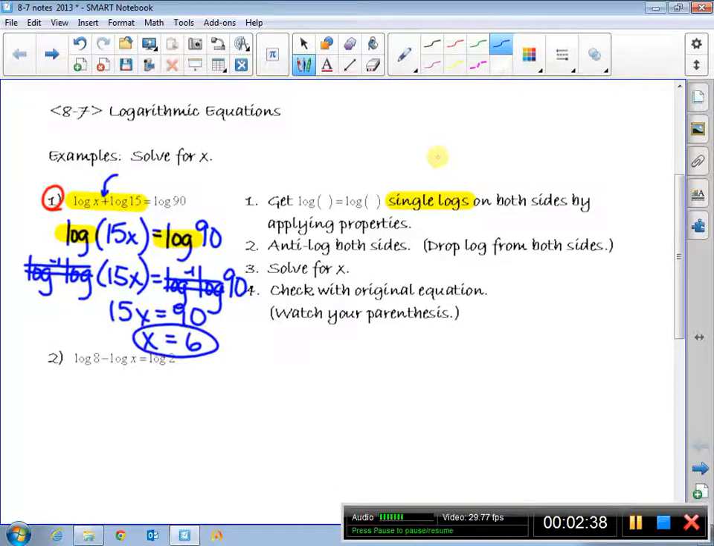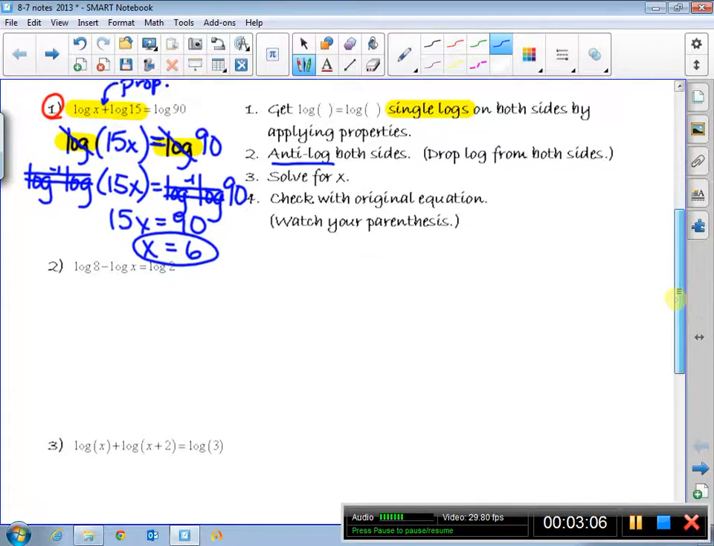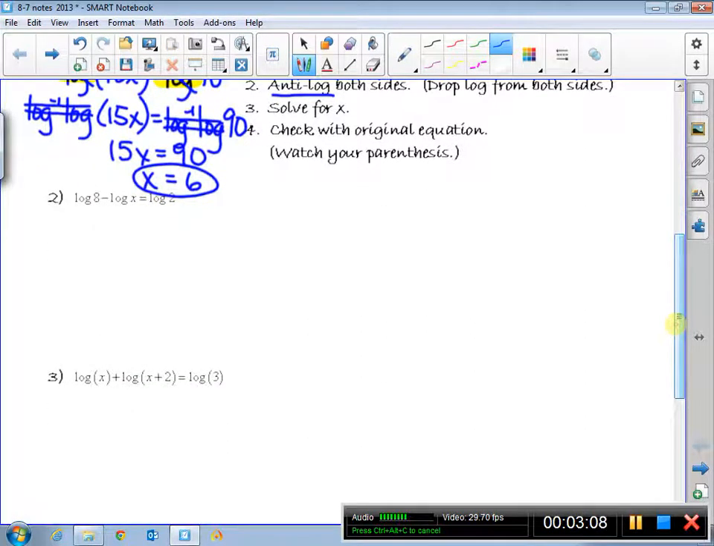So let's go through it again. We use the properties, and we put these two logs together as a single log. And then since we had a log on both sides of the equation, we could actually just think of dropping that logarithm from both sides. But officially, mathematically, you are anti-logging or log inversing both sides. And then we have a nice, simple equation we can divide by 15. Let's try another one.